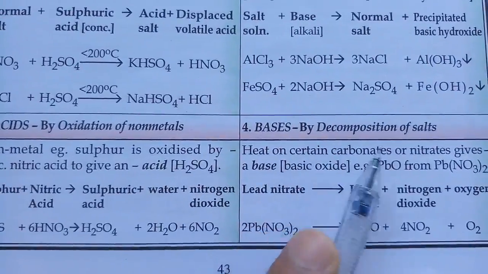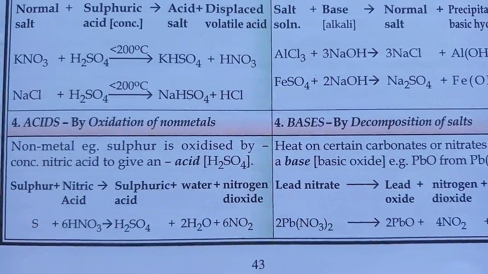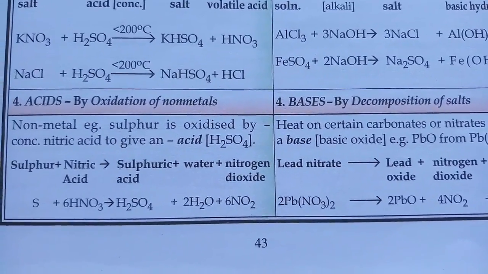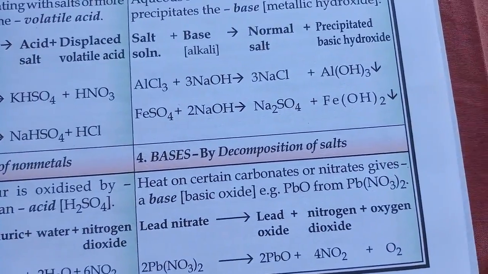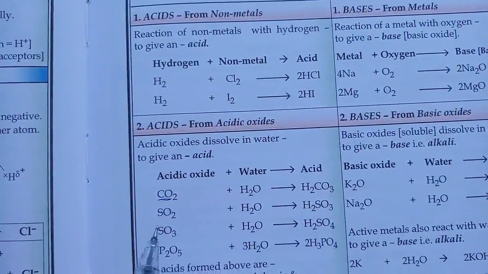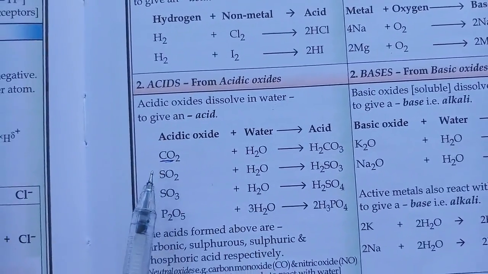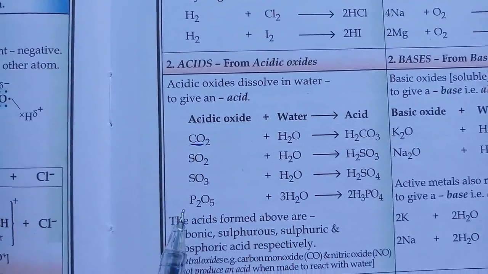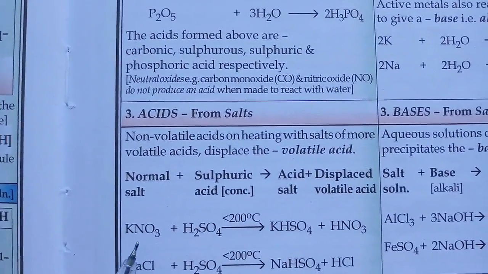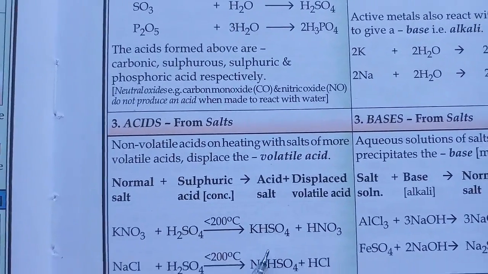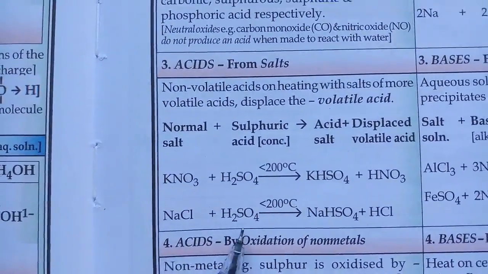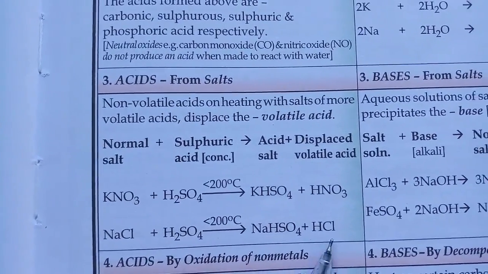And base, by the decomposition of salts, again a different formation, it decomposes. When you say decompose, it breaks the bond and forms a new compound, right? So these are a few ways of preparation from the nonmetals: acid from the nonmetals, hydrogen and nonmetals give you acid; acidic oxides, carbon dioxide, sulfur trioxide, phosphorus pentoxide, with water give you acid. Acid from the salts: when a salt reacts with acid, it gives you acidic salt and acid, right? Here also this gives you acidic salt and acid.